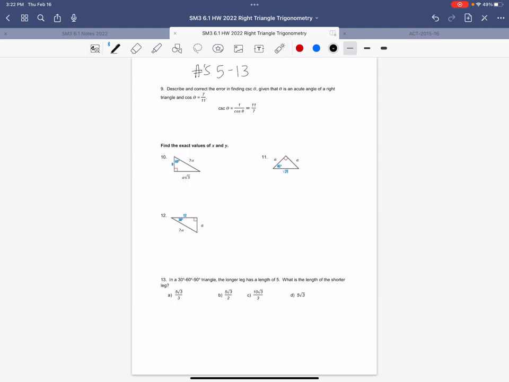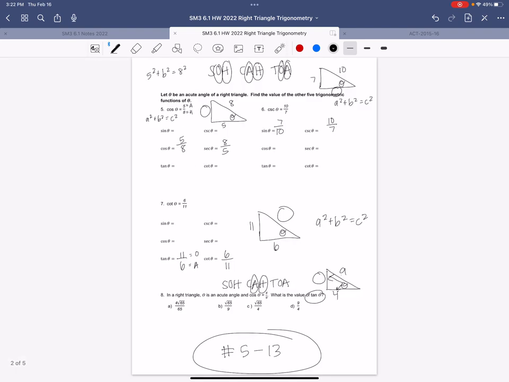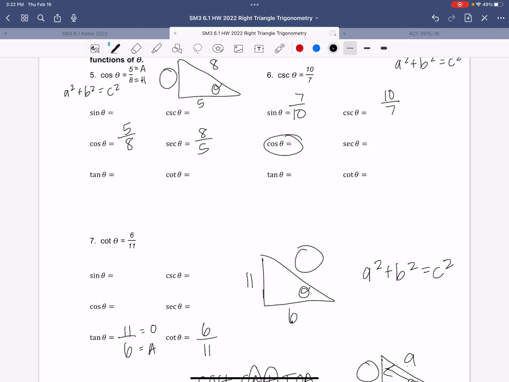Number 9 says, describe and correct the error in finding cosecant, given that theta is an acute angle of a right triangle and cosine of theta equals 7 over 11. So I want you to look on the other page. Cosine of theta is 7 over 11. What is the inverse of cosine? So if I flip that upside down to make it 11 over 7, what actually is that equal to? So if you look, cosine, its reciprocal is secant. It's not cosecant. And that's what the problem is implying. That's what it's wanting you to correct.